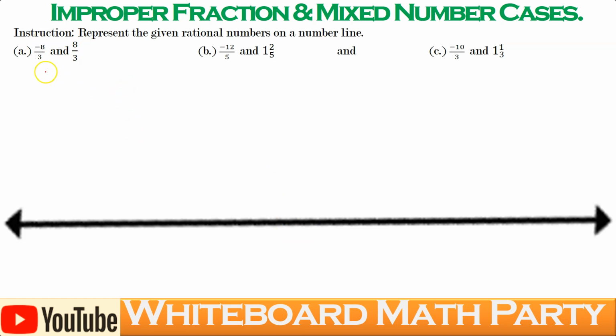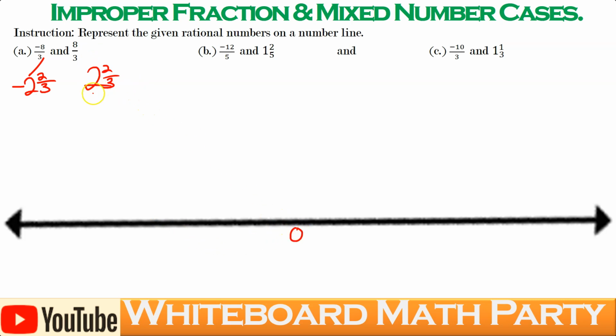The first step is to convert your improper fraction into mixed numbers like this. When we convert this, we arrive at -2 and 2/3, while the right hand side leaves us at +2 and 2/3. So they are equally distant from 0, therefore 0 is going to be at the center.